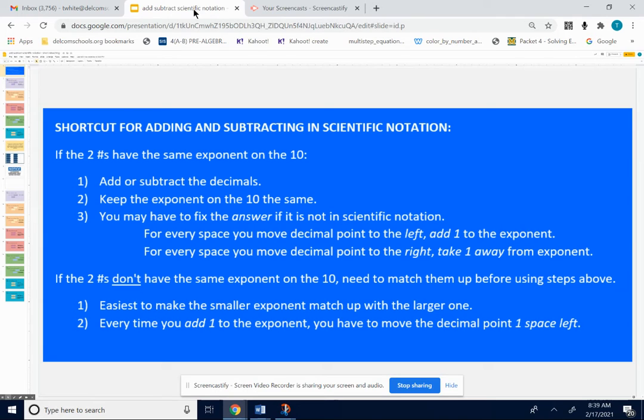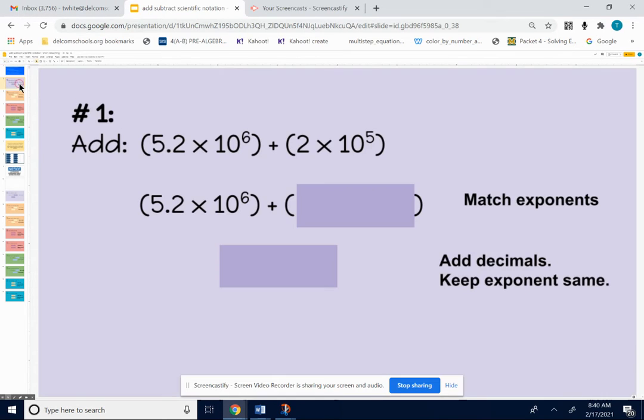Okay, if the two numbers don't have the same exponent on the 10, at the very beginning, you got to match them up. In my opinion, it's easier to take the smaller exponent and match it up with the larger one. And every time you add 1 to that exponent to make it match up with the larger one, you have to move the decimal point 1 space left. Okay, I'll try to go over some problems and show you what I mean. Okay, guys, you can do this.